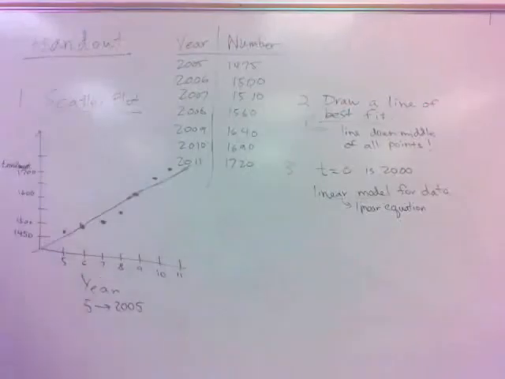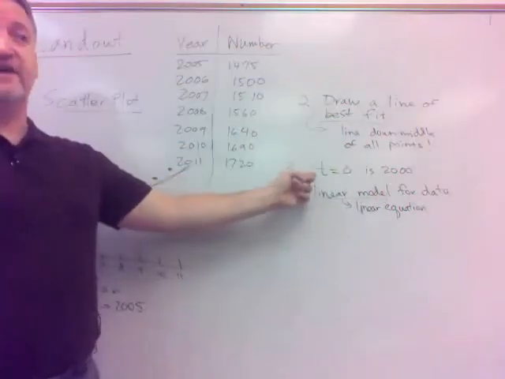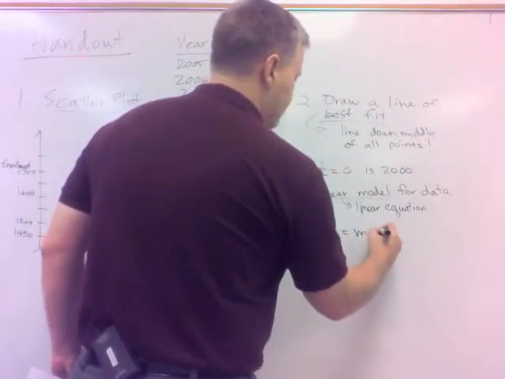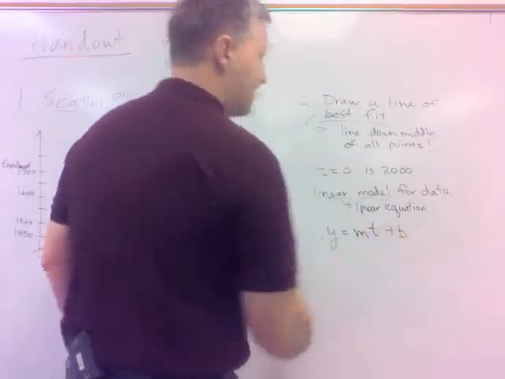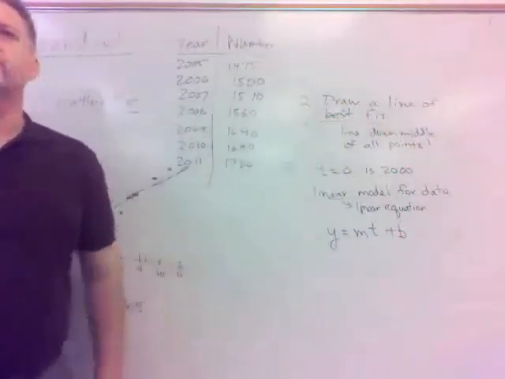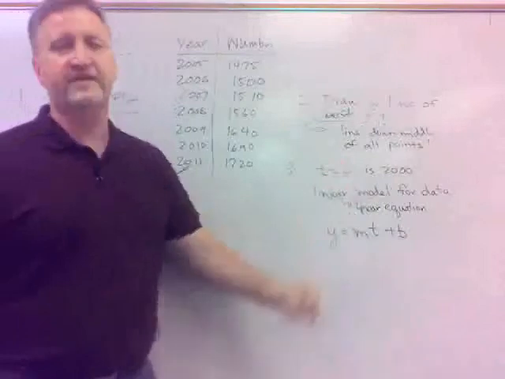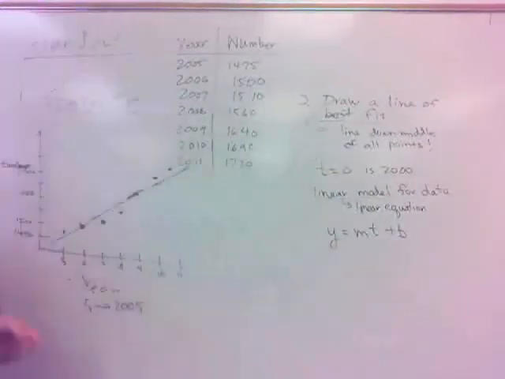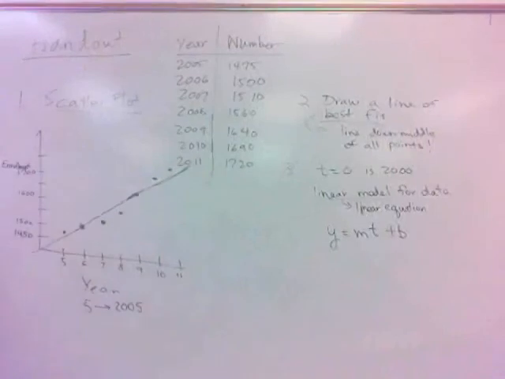What does a linear equation look like? Well, that's what we just talked about. y equals mx plus b is usually the format you want. Now in this case, I am saying t instead of x, so the linear model is going to be y equals mt plus b. That's what I'm looking for. I'm looking for a line, y equals mx plus b, which in this case I'm using t instead of x. t for time instead of x. Okay? That's what I'm looking for.